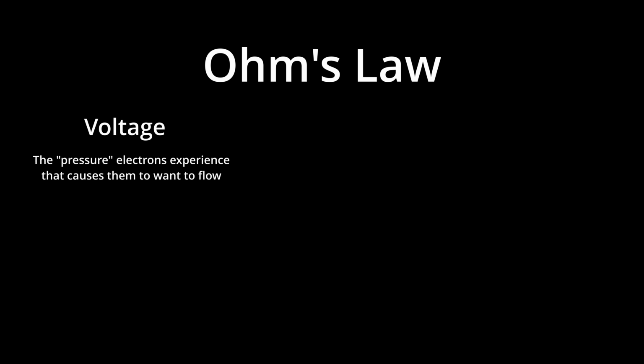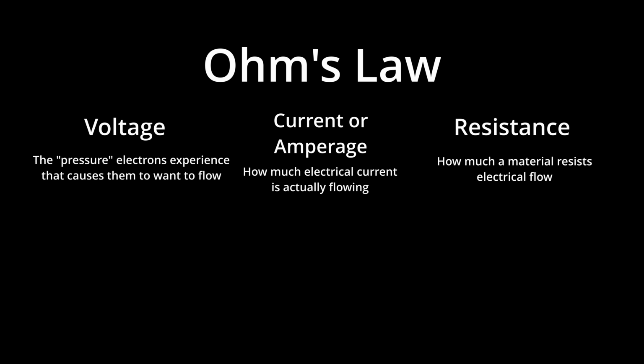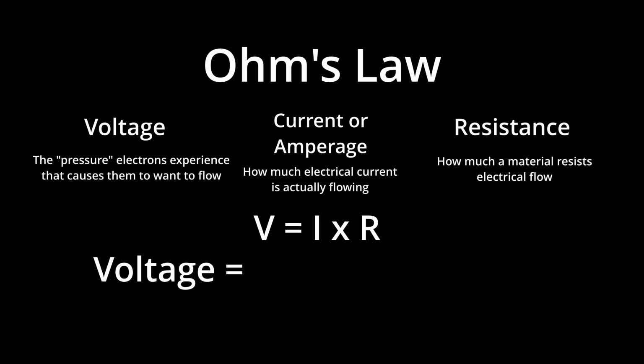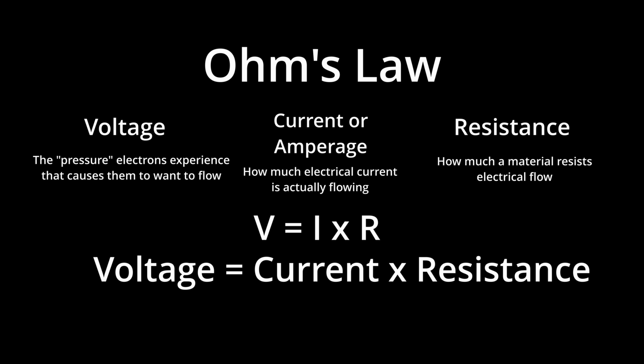But how are resistors actually used in circuits? Let's go over some very basic examples to show how resistors affect the voltage and current in a circuit. In order to understand the effect resistors have, it's very important that we understand Ohm's law. Ohm's law gives us the relationship between voltage, amperage, and resistance. That relationship being V equals I times R, or voltage equals current times resistance.